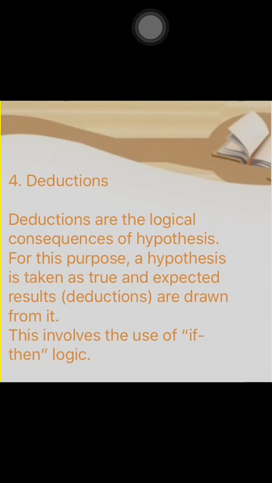Then comes the fourth step, that is deductions. Deductions are the logical consequences of hypothesis. That means expected result. If hypothesis is true, then deduction is true. This means it involves the use of if and then. Okay, that means if hypothesis is true, then the expected result or deduction is true. So we use here if and then logic.